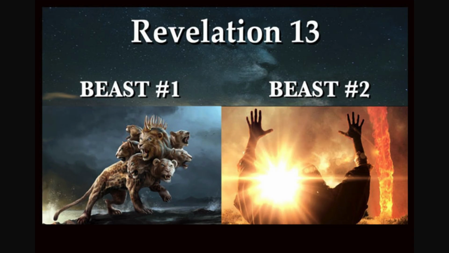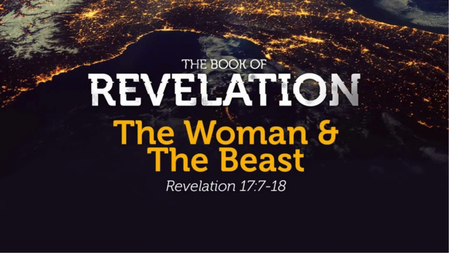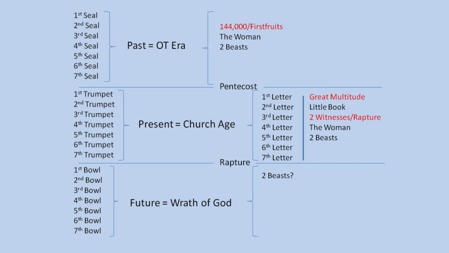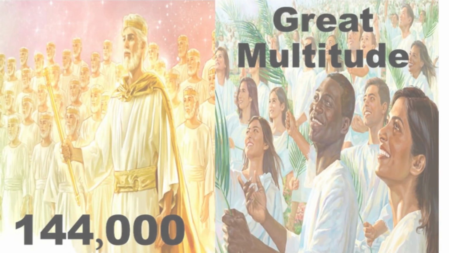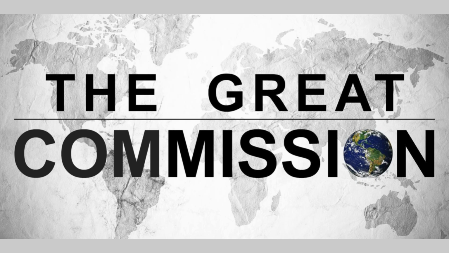Next, we have the 2 beasts of chapter 13. They belong in the past, present, and I also placed them in the future because they show up again in chapter 17. In chapter 14, the 144,000 are now identified as the first fruits. Back in chapter 7, we saw the 144,000 and the great multitude together with nothing separating them. Now, we see the gospel is proclaimed in between these 2 groups, which is the church age. This tells us we have placed the 144,000 and the great multitude correctly.